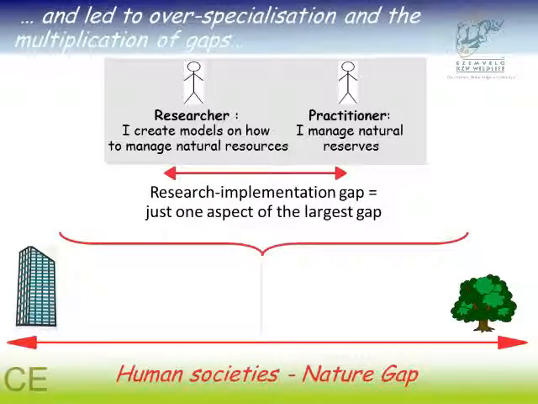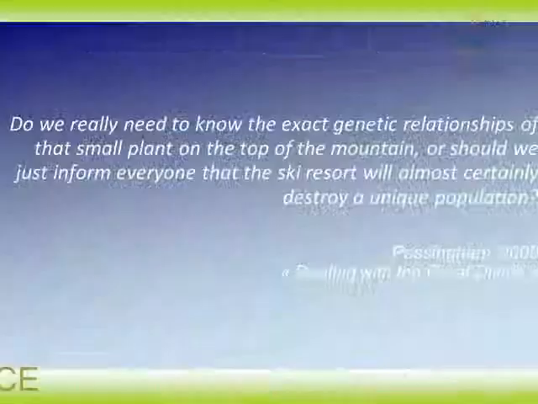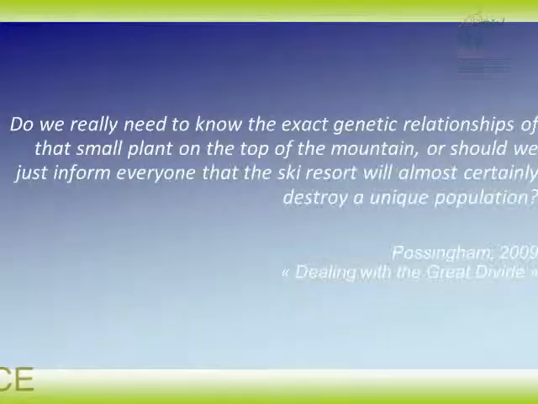And just one last thing to illustrate that, because he said it far better than I did. It's a quote from Bosingham: Do we really need to know the exact genetic relationship of that small plant on the top of the mountain, or should we just inform everyone that the ski resort will almost certainly destroy the population and the whole top of the mountain, by the way?